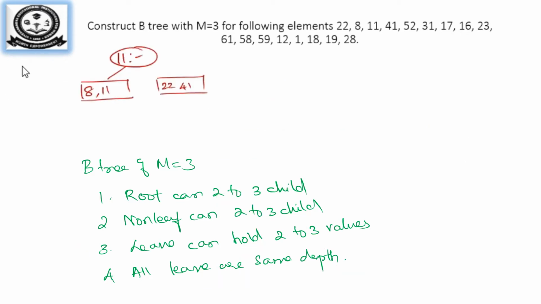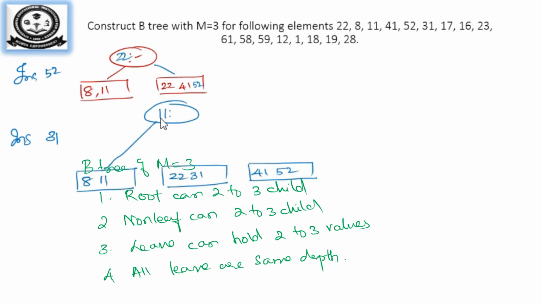The next element to be inserted is 52. You can see it is greater than 11, so it comes to the second child. I have space, so 52 will be stored over here. Now when I try to insert 31, it will be tried to be inserted over here, where I don't have space. So I will split the nodes.